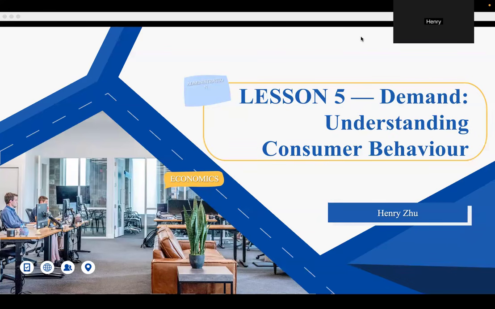Hi everyone. So far, we've built the foundations of economics: scarcity, choice, opportunity cost, economic systems, and the circular flow of income. Now, we begin microeconomics proper. We shift our focus to individual markets, and we start with one of the most fundamental concepts in economics: demand.